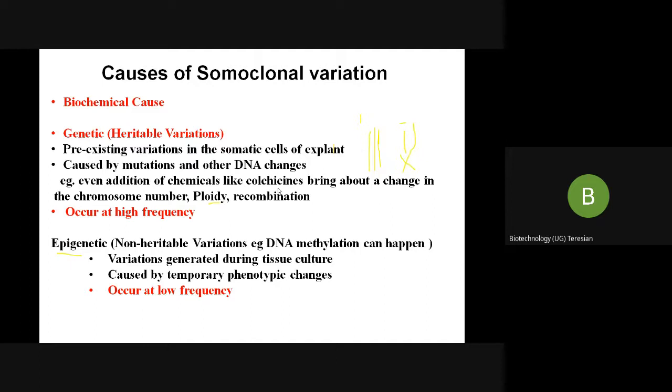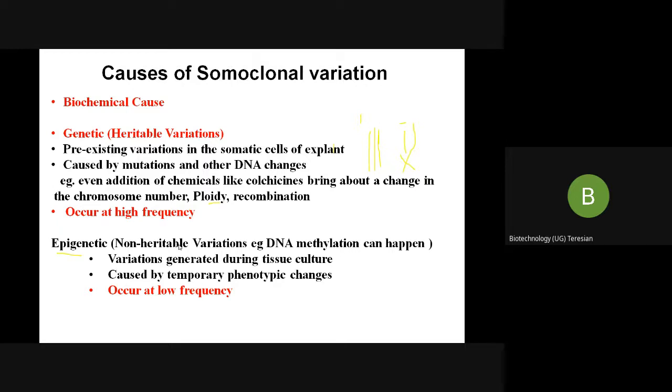So colchicine brings about a change in the chromosome number and the ploidy level. The plants that result from physiological or epigenetic effects usually do not pass these changes on to the next generation, and they are reversible. Therefore, these phenotypic variations are temporary and non-inheritable. You have to remember this point very clearly: the difference between genetic and epigenetic. Whatever is happening in epigenetic can be reversed.